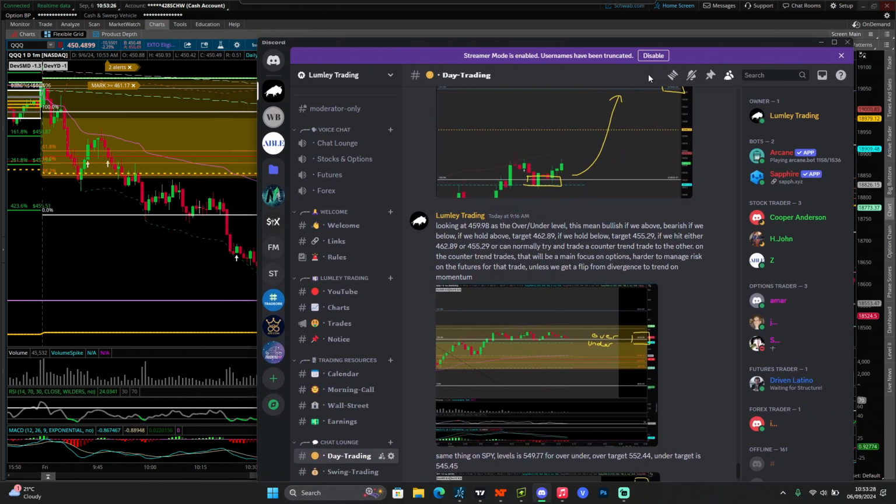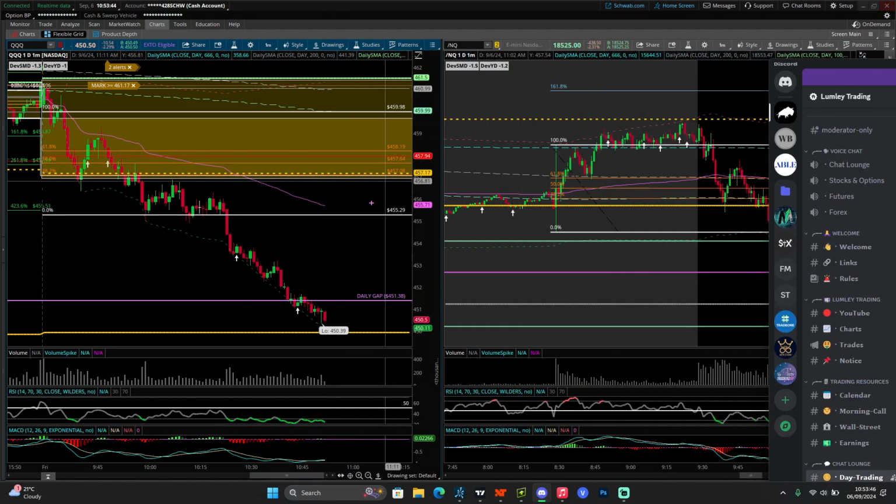So we said that, and it basically describes what it meant here, just in case you haven't heard the term before. If we hold above, that's our target. We didn't hold above, so we don't target that. Instead, we did go to the downside, so we target that, which is 455.29, which was this target here.